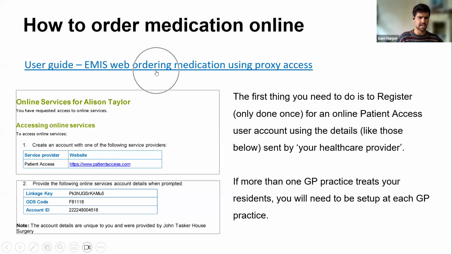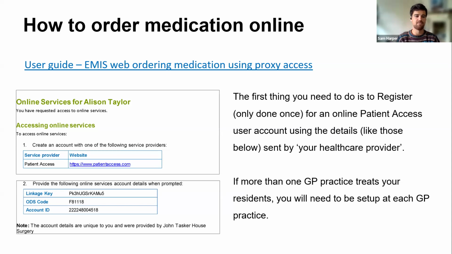I've also included a user guide to ordering medication using EMIS on here as well, which you can click on and follow through step by step. Now, the first thing you need to do is to register for online patient access. Again, using those details. If more than one GP practice treats your residents, you will need to set up at each GP practice. So that's a very important point to make here.